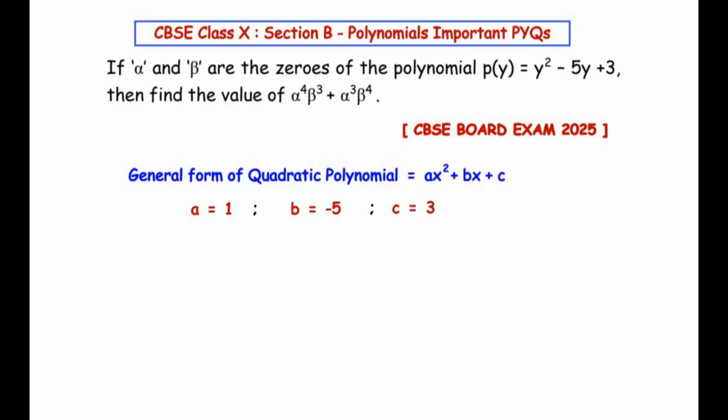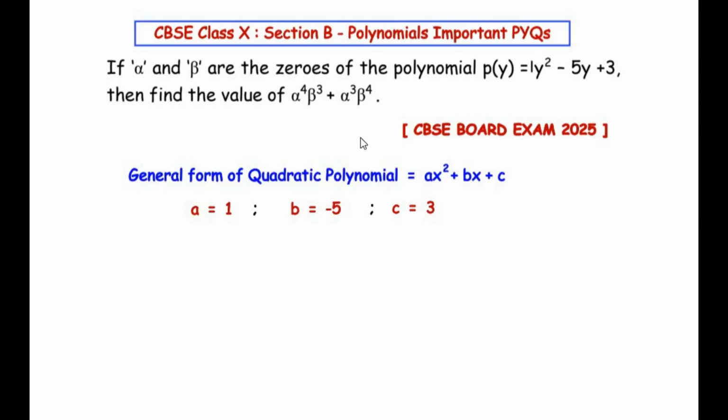Now if we compare the given polynomial with the general form, we can see that in place of x² we have y², in place of x we have y, and in place of c we have a constant. By comparing these, the value of a, the coefficient of x², is 1, because y² has a coefficient 1. Here b is the coefficient of x, and the coefficient of y is −5, so b = −5, and in place of the constant we have 3, so c = 3.